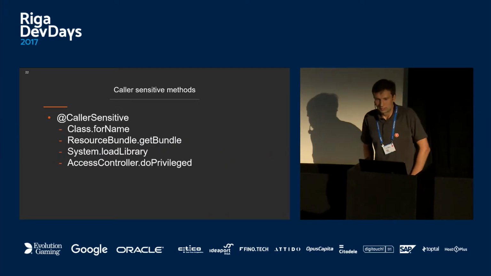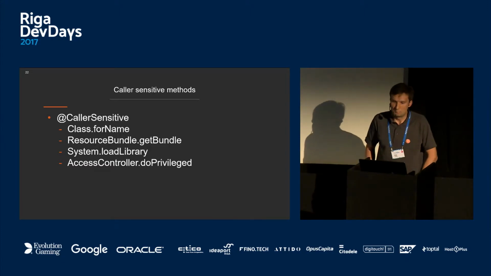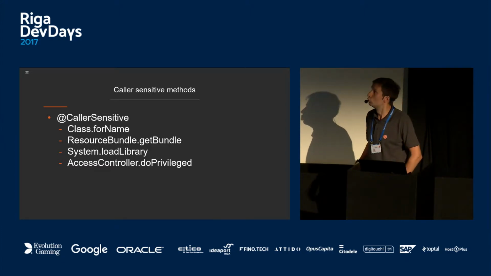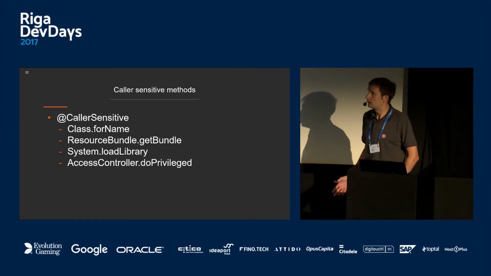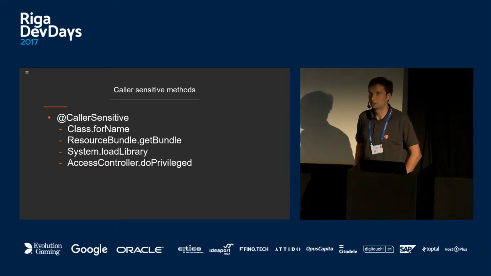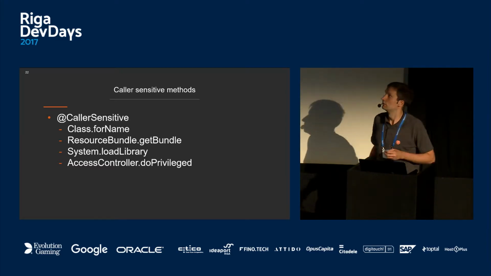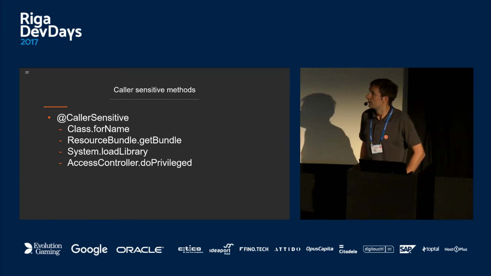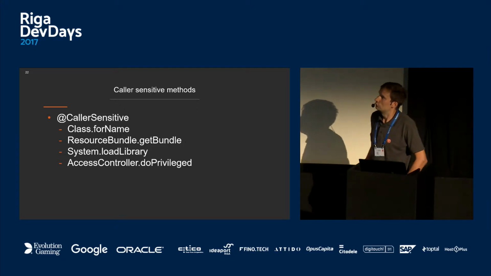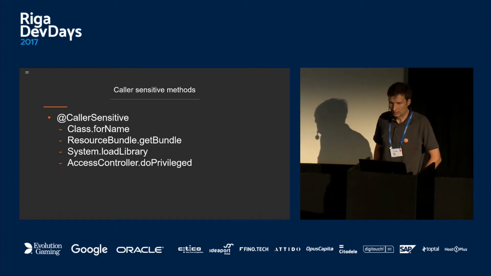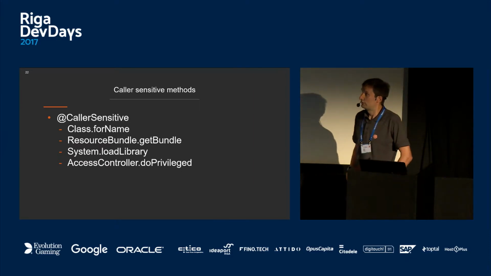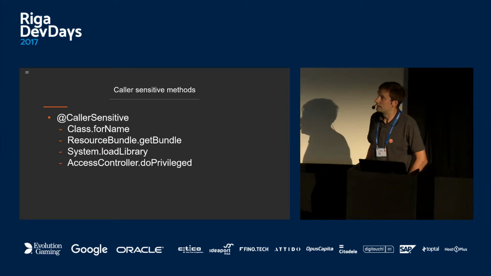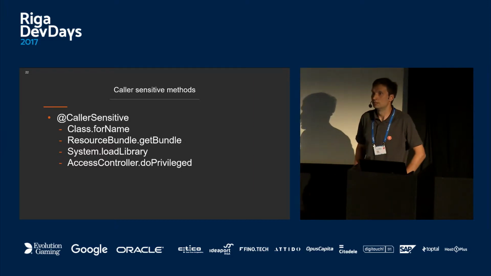Besides logging, there are other cases where method behavior may differ depending on who calls this method. For example, Class.forName may find the class or throw ClassNotFoundException depending on the caller's class loader. The same is true for getting resources or loading libraries. For AccessController.doPrivileged, the method may succeed or fail depending on whether it is called by trusted or untrusted code.